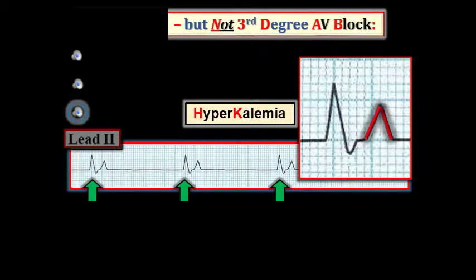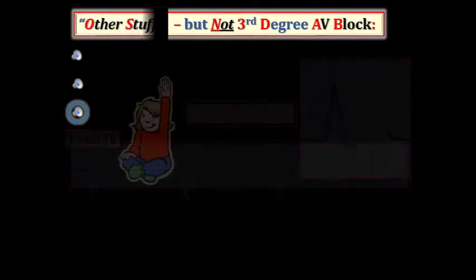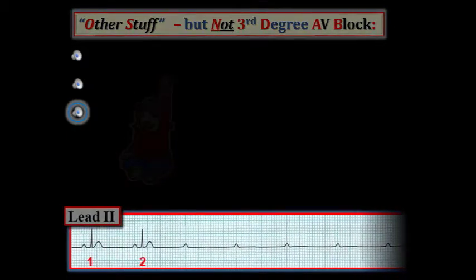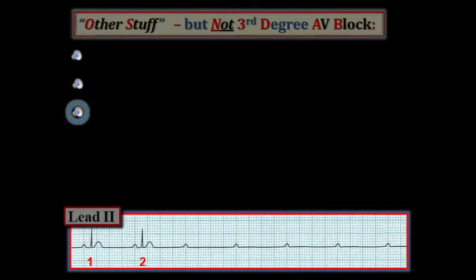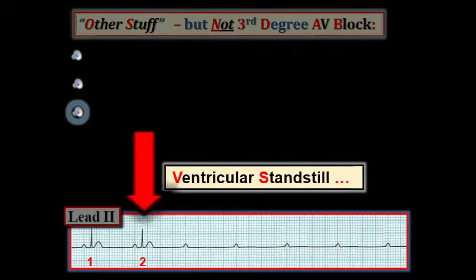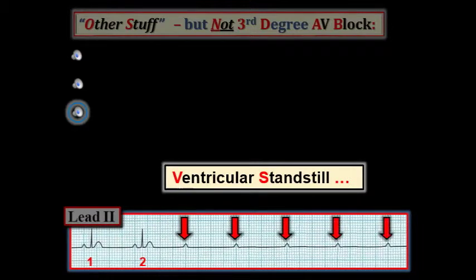Two quick final examples. First, what happens here? The rhythm begins with 2 normal sinus beats, but after this, there is ventricular standstill. P waves continue, but there is no QRS. Ventricular standstill is worse than complete AV block because there is no escape rhythm, which means that the patient will die unless a pacemaker is promptly placed.